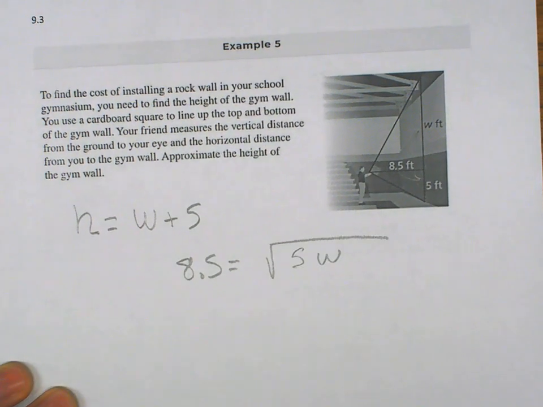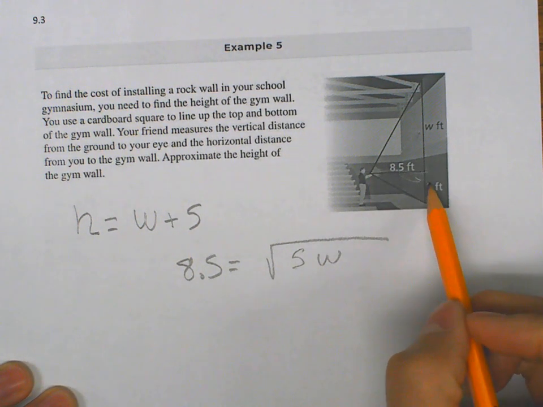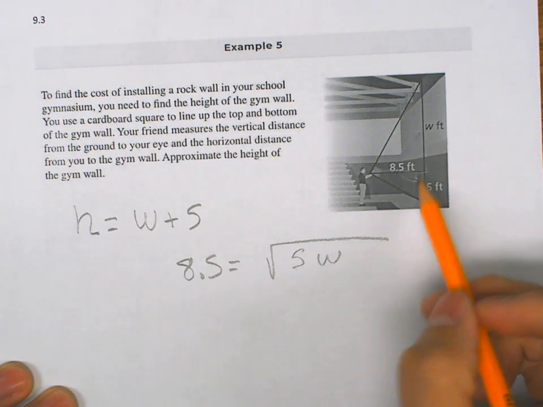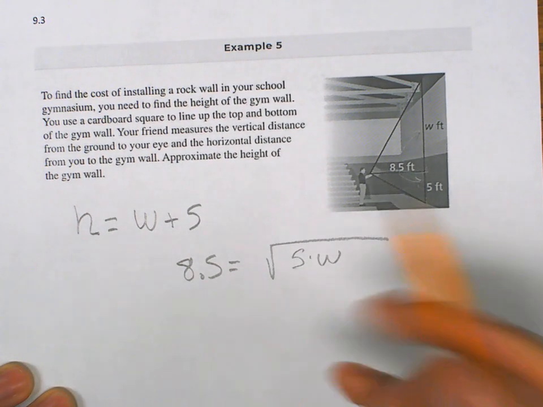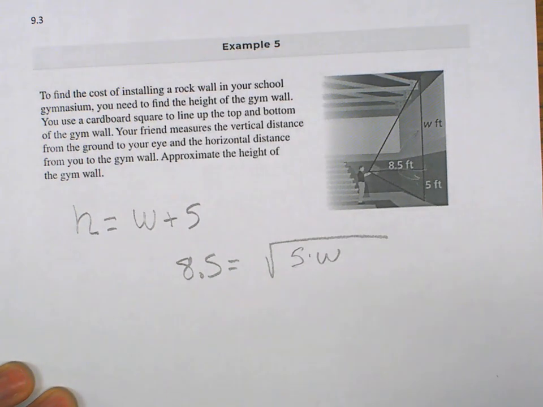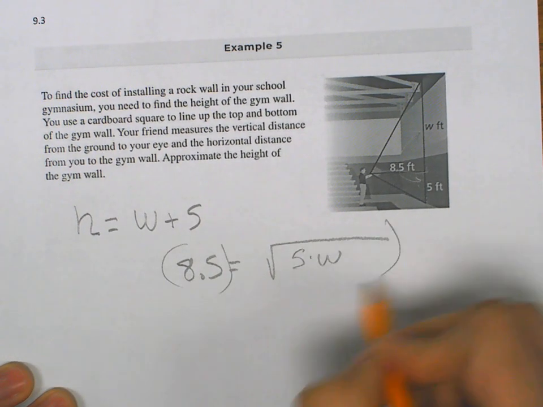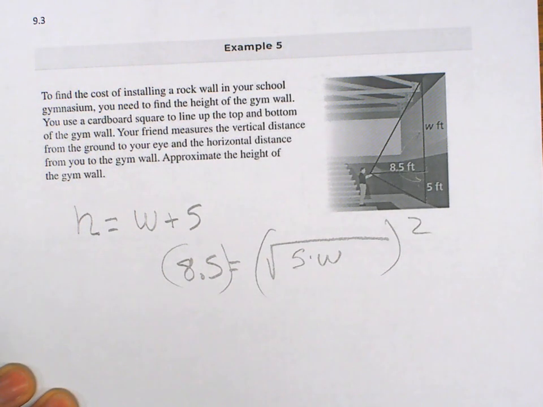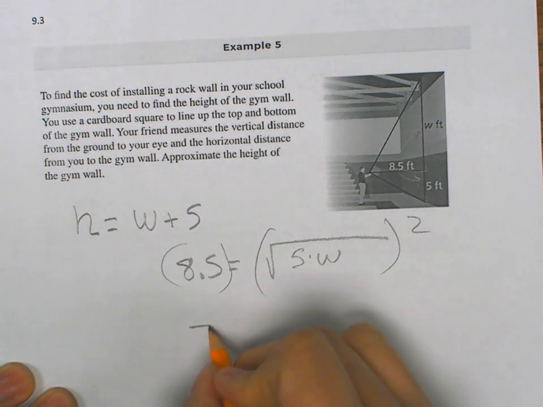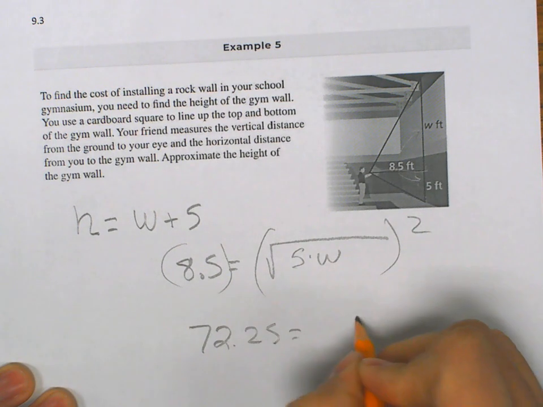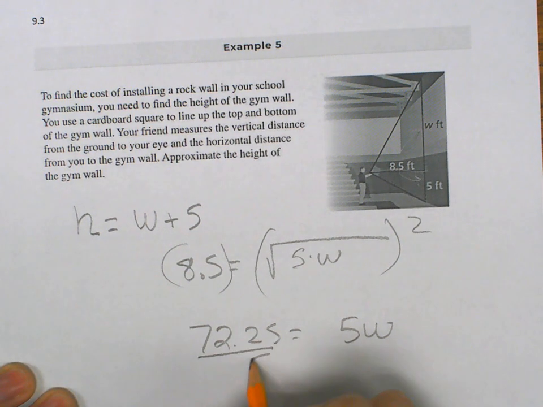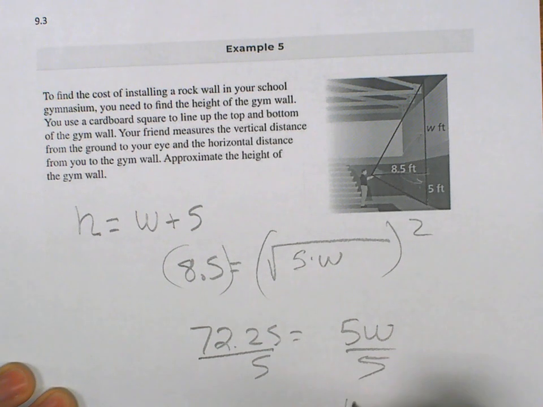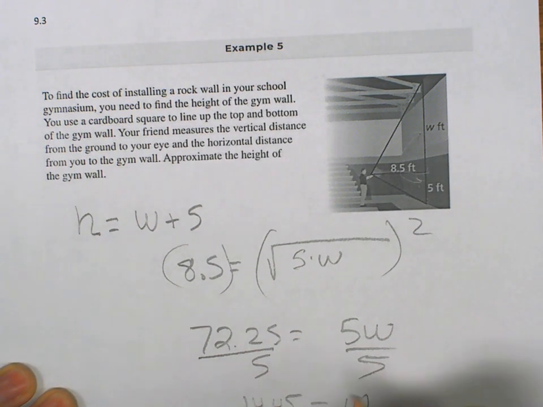Very simple. Remember, this is the geometric mean between the two legs making up the hypotenuse. So how do I solve for this? How do you get rid of a square root? Easy. You square both sides. 8.5 squared gives me 72.25, which equals 5W. Then we divide this by 5 to get W equals 14.45.